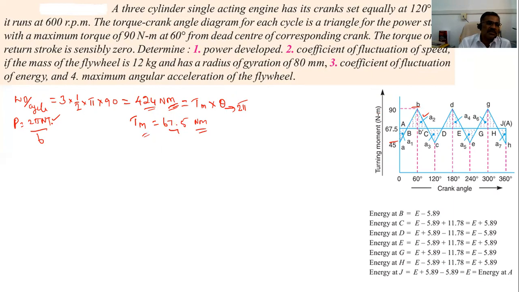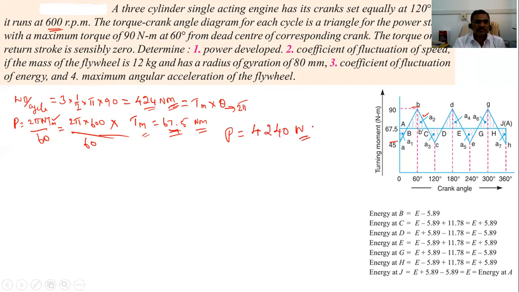So now you substitute the T mean here. 2 into pi into, what is the N? 600 into this 67.5, T mean, divided by 60. If you put, you can find the power. What is the value of power? Power is equal to 4240 watts. So this is the value. So next step is calculating the delta E.